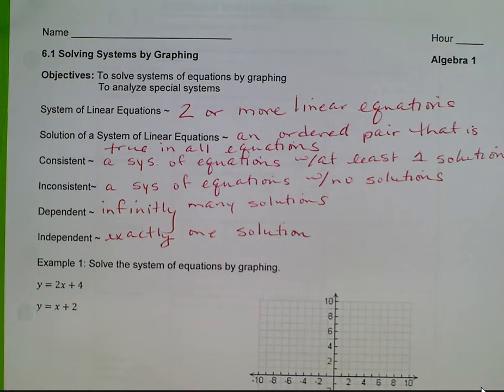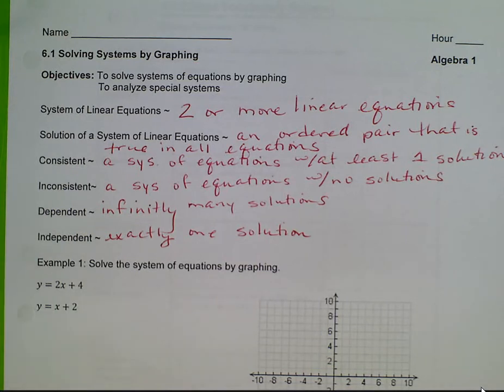Anybody have a guess as to what the two graphs are going to look like if they have infinitely many solutions? Can you make a conjecture? What do you think they're going to look like if they have infinitely many? They're going to look like one line. You got it. Good job.